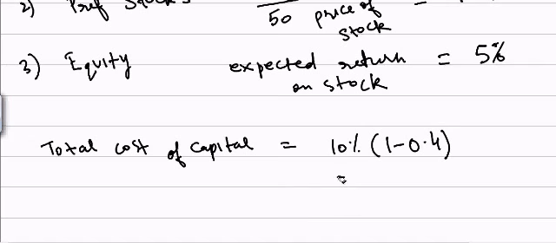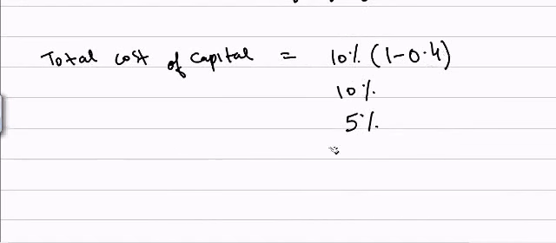And now suppose we are generating 10 million from debt, 20 million from preferred stock, and 10 million from equity.